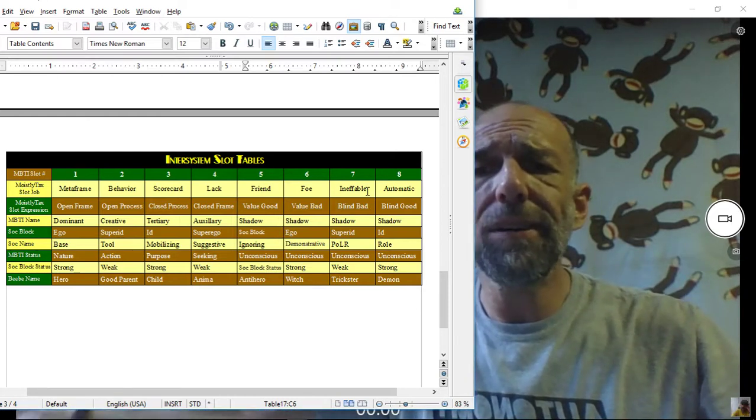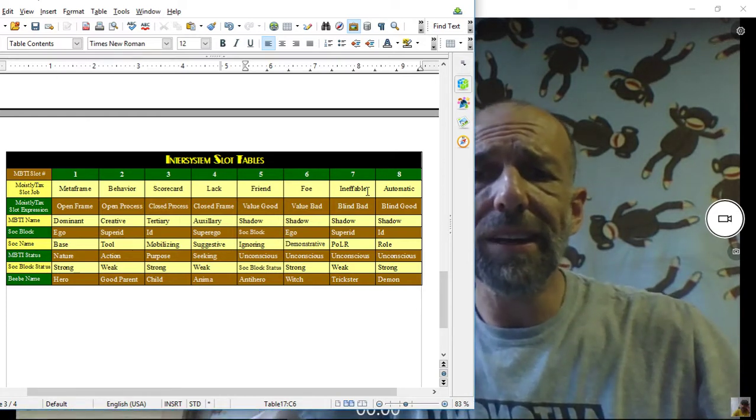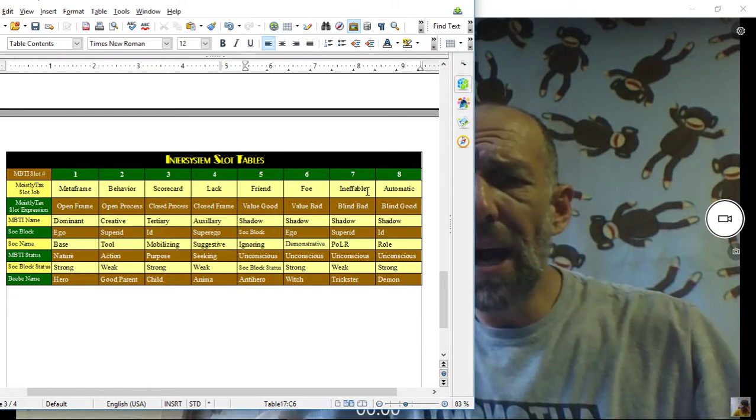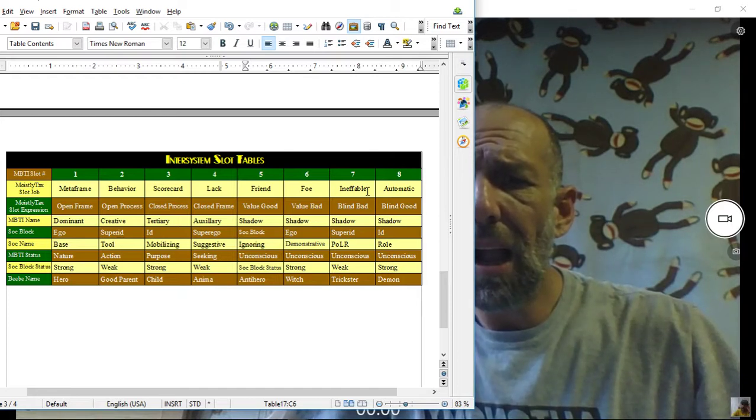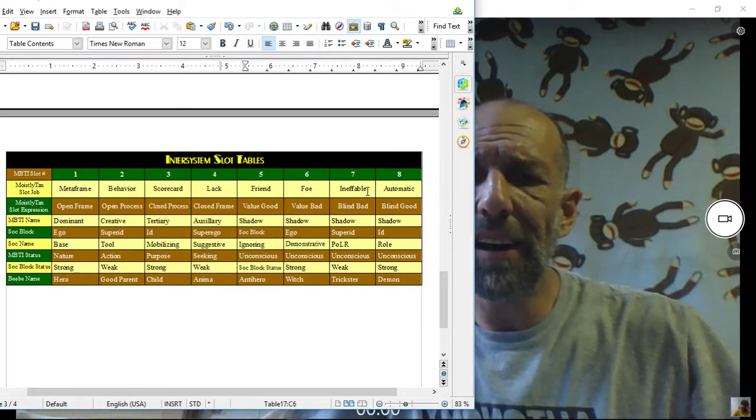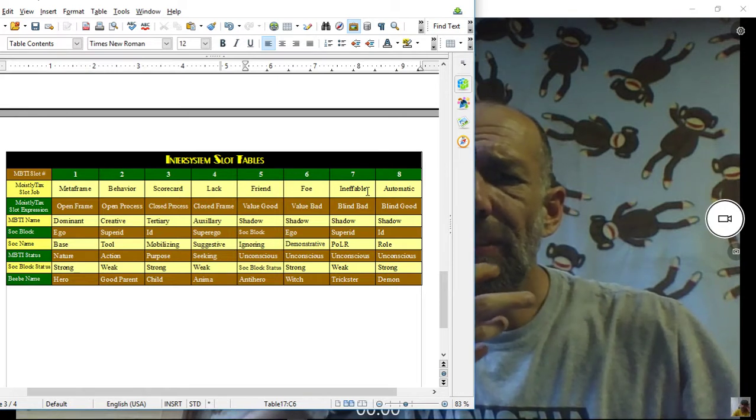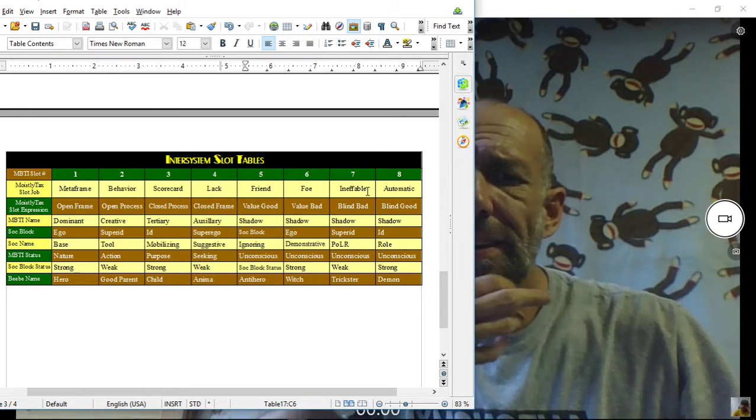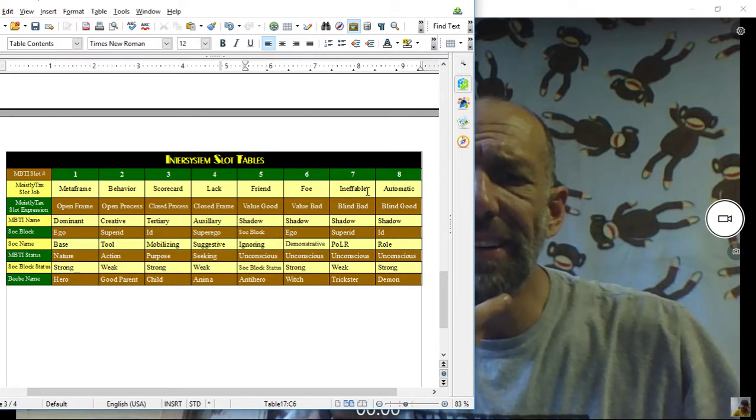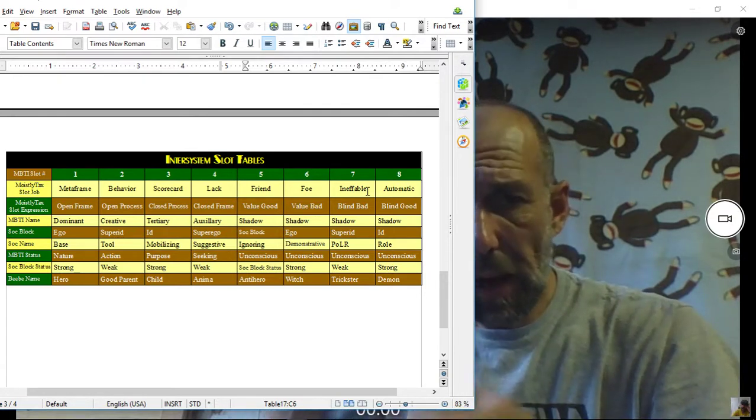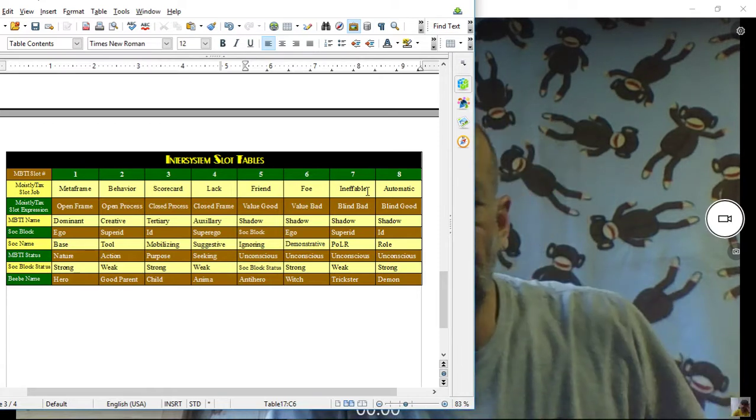Okay, MBTI names. Remember, 1 is dominant, 2 creative, 3 is tertiary, 4 is auxiliary, 5, 6, 7, 8 are all shadow functions, according to MBTI. Socionics blocks. 1 and... what? That's not right. 1 and 2 are ego. 3 and 4 are super ego. 7 and 8 are id. 5 and 6 are... yeah, I don't know. I messed that one up. I gotta fix that. I'll fix that before I publish this.